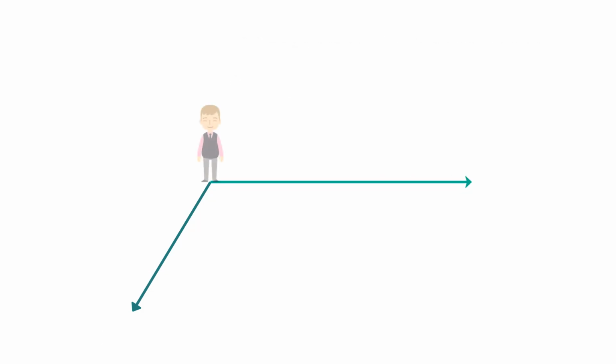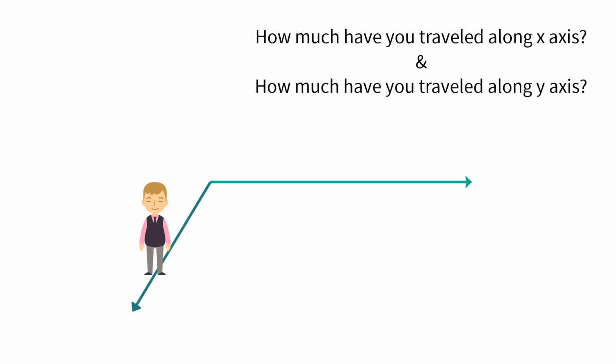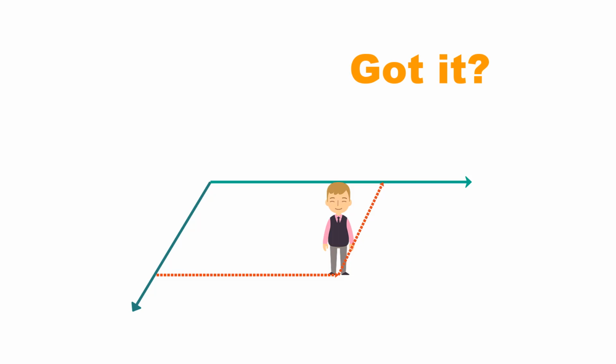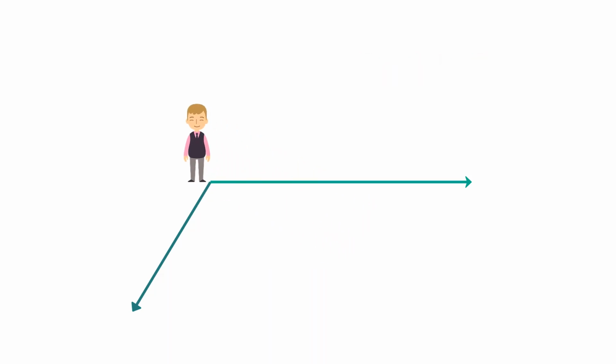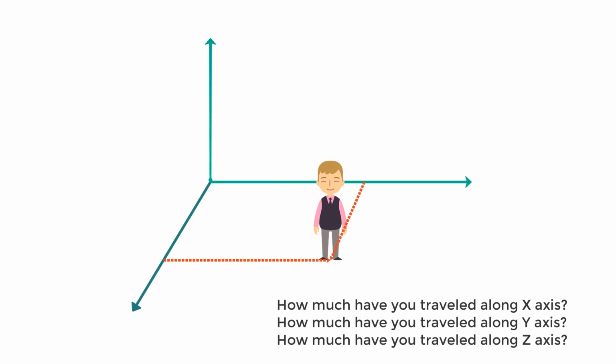In case of a 2D scenario, if I want to know your exact position, then I have to ask you two questions. How much have you traveled along the x-axis and how much have you traveled along the y-axis? Got it? Okay, let's move forward. In case of a 3D space, the number of questions will be 3. How much have you traveled along the x-axis? How much have you traveled along the y-axis? And how much have you traveled along the z-axis?